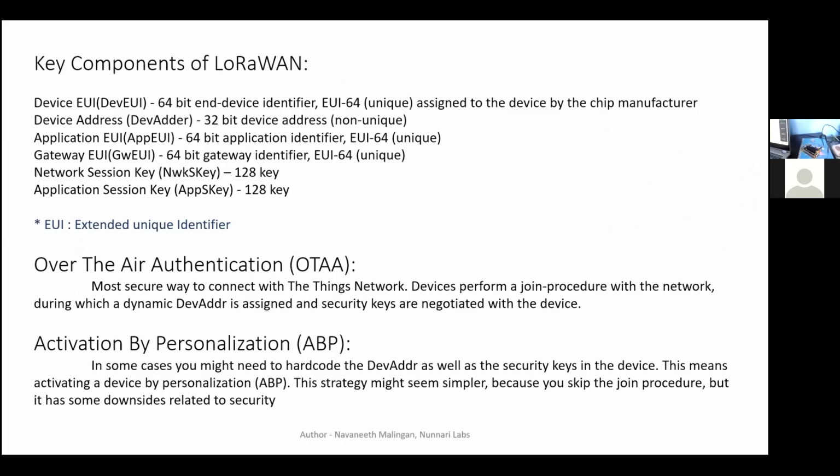So this is the gateway. You can see it is a RAK gateway. It has two antennas. One antenna is for GPS, and this antenna is for LoRa. And this is the gateway.